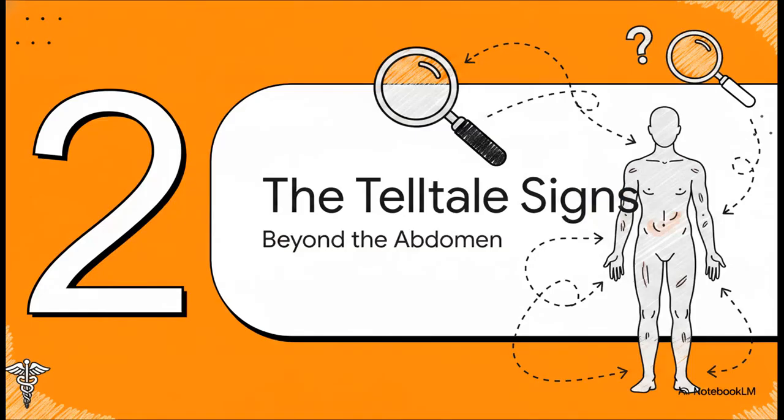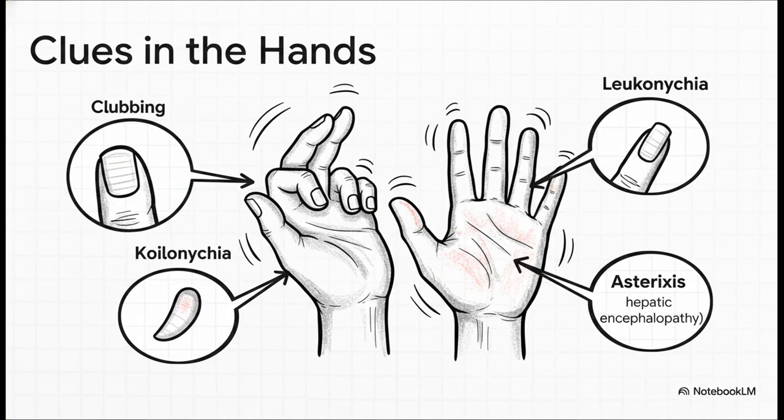Okay, so we've got our history, which is our guide. Now it's time for the physical exam. But hold on, we don't just dive straight for the abdomen. Nope. You'd be amazed how many GI diseases write their stories all over the rest of the body. This is where we have to become like clinical detectives, hunting for clues in some pretty unexpected places. Seriously, just look at the patient's hands. They can be a total treasure trove of clues.